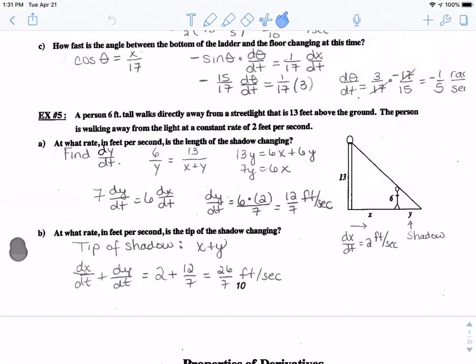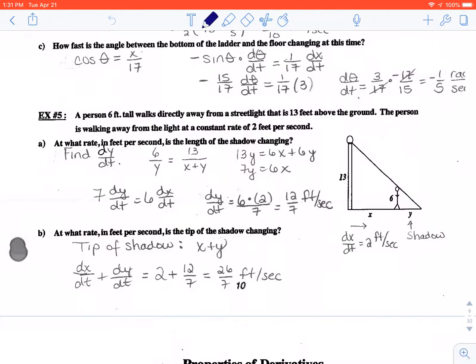In this recording, I'm going to go over two application problems that are from the AP Calc Bible. The first one is from page 10, example 5. And for this one, a person 6 feet tall walks directly away from a streetlight that's 13 feet above the ground. So we know a couple things.